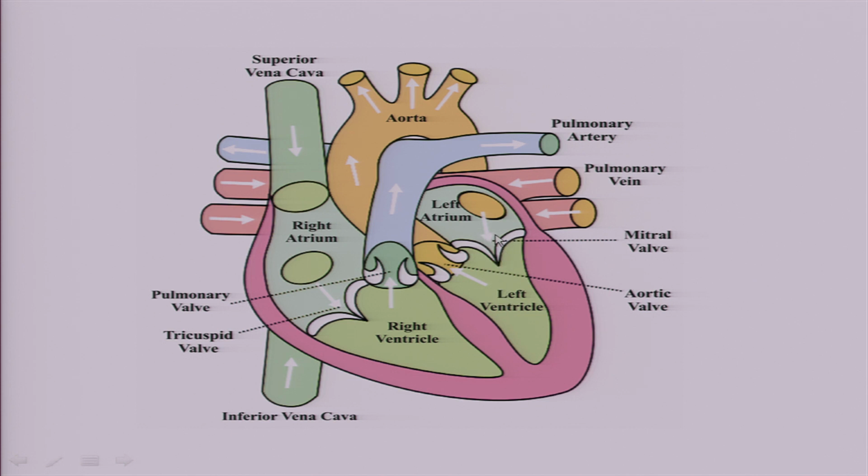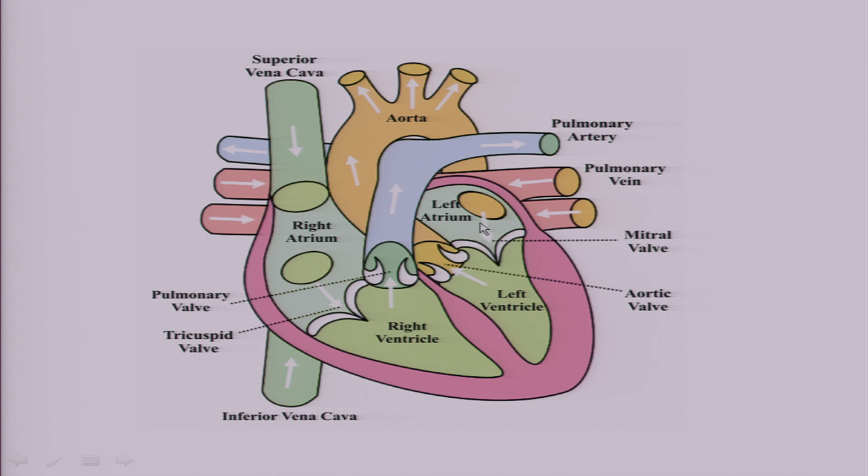Now what is the role of these valves? These valves are there to prevent the backflow. If the valves are not there and the heart contracts, it contracts with a lot of force. So when there is contraction happening, then it is possible that the blood again flows back. But this doesn't happen because there is a valve here.